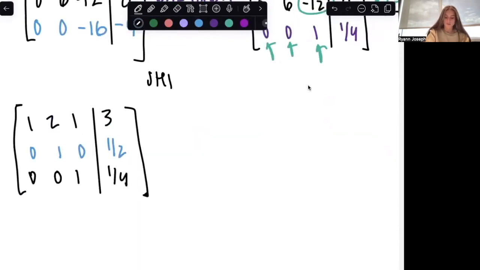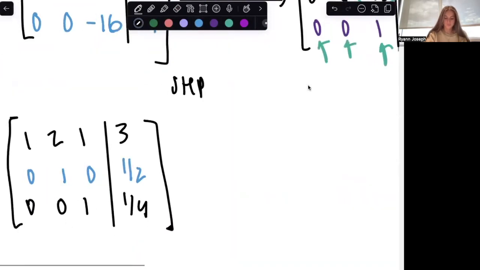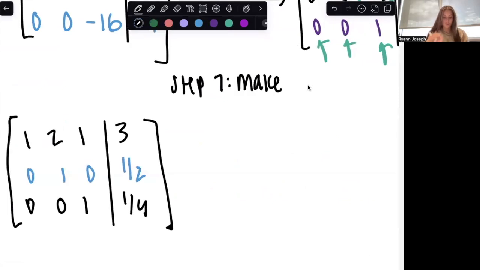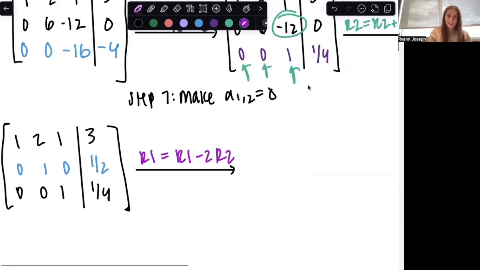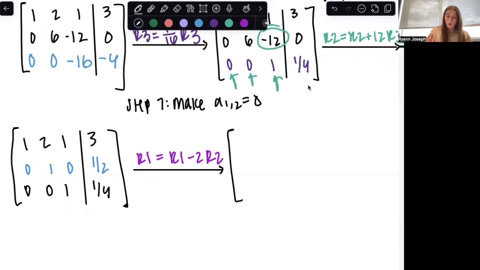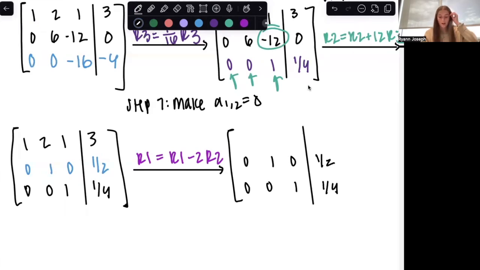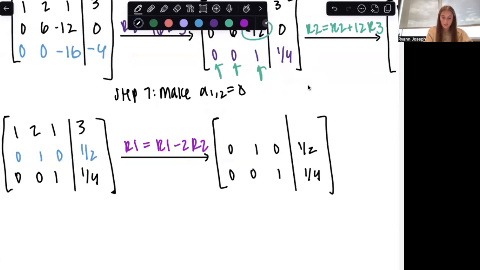So here, what step is this? Step 7. Let's start with the 2, so let's get rid of the 2. So A1,2 equal to 0. The way I can do this is row 1 is equal to row 1 minus 2 row 2. Again, I'm going to use that 1 in the second row. Row 1 is changing. Let's write row 2 and row 3 first: 0, 1, 1/2. 0, 0, 1, 1/4.